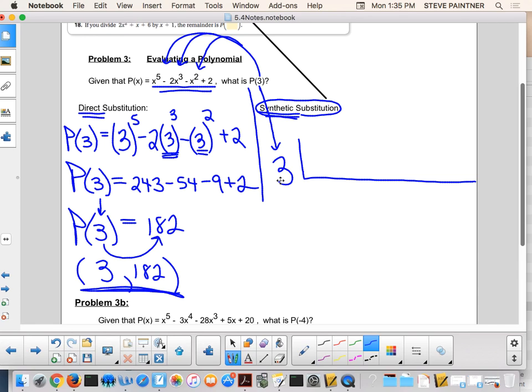What if they don't tell you anything? Well, they'll tell you something. They'll say P of 10, P of negative 10. They'll tell you what to put in. Okay, now try it. See what happens.